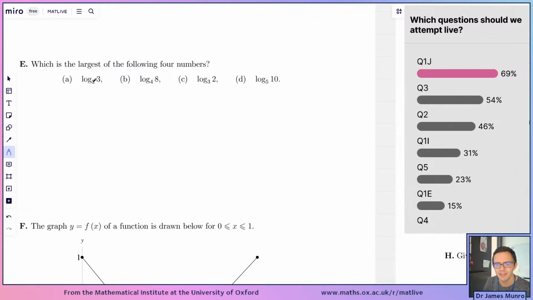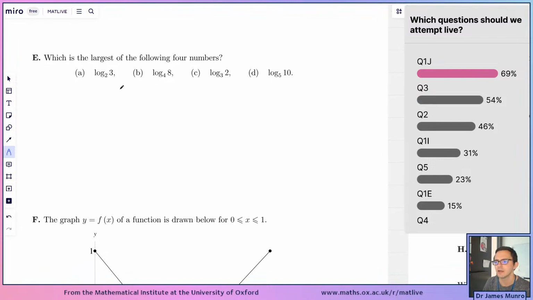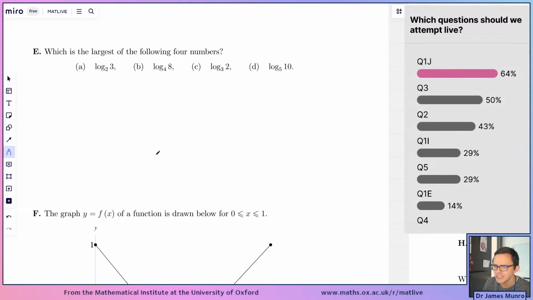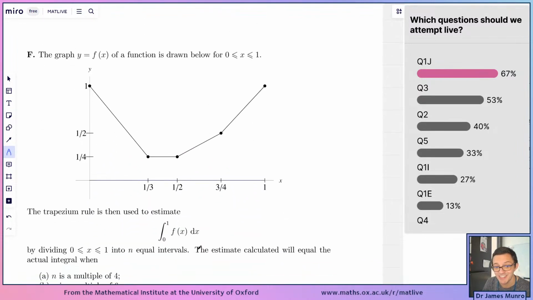Looking through the questions, seeing what's available, what's going on today. Largest of these logarithms: I think we did this one in the logarithms live stream. So can we approximate some of these things or talk about how large they are? Bigger than or smaller than 1? If I think hard, I can remember one of these is definitely not the biggest. Anyway, something like the trapezium rule.